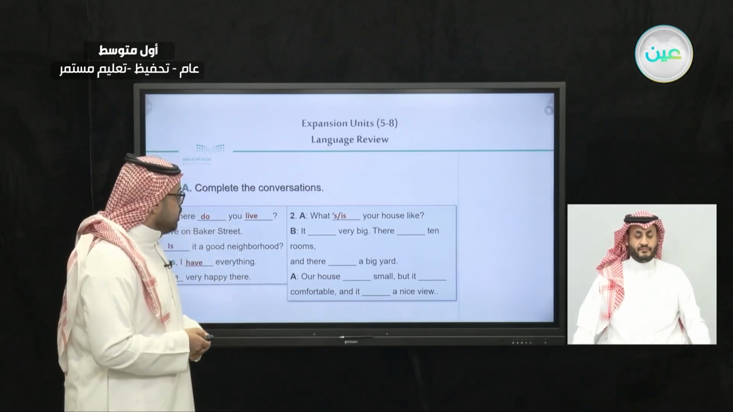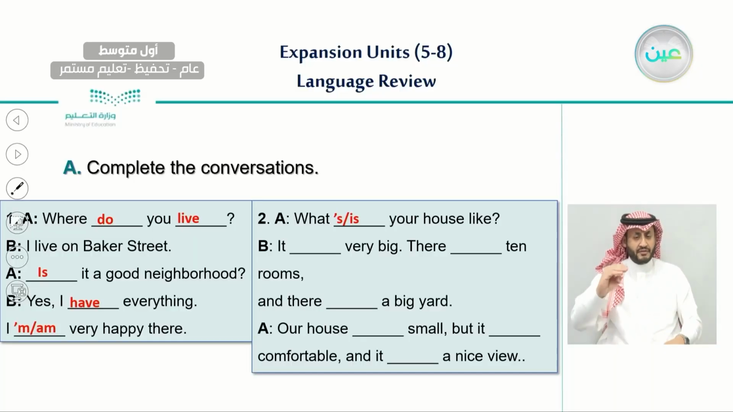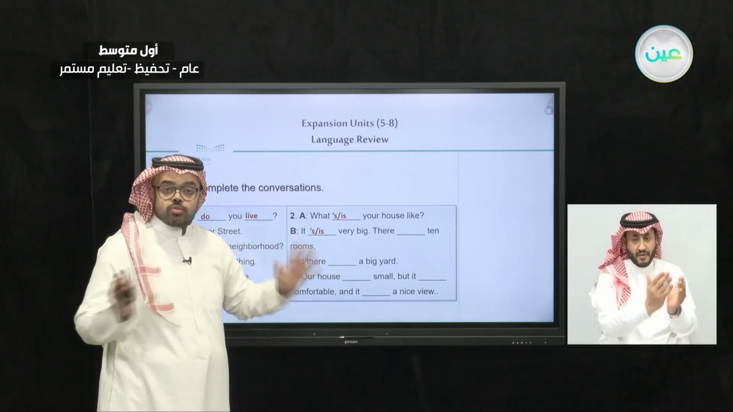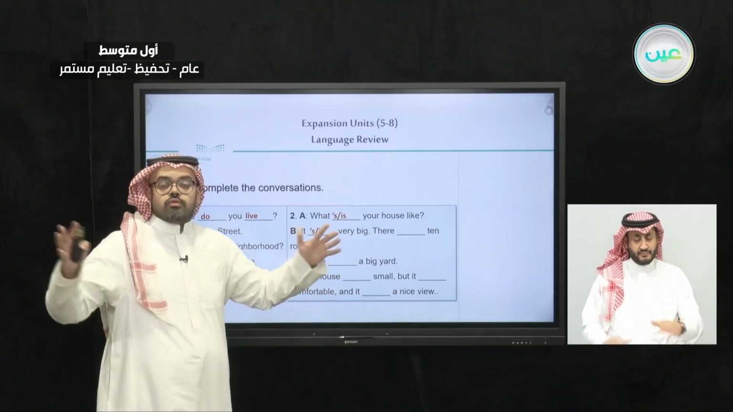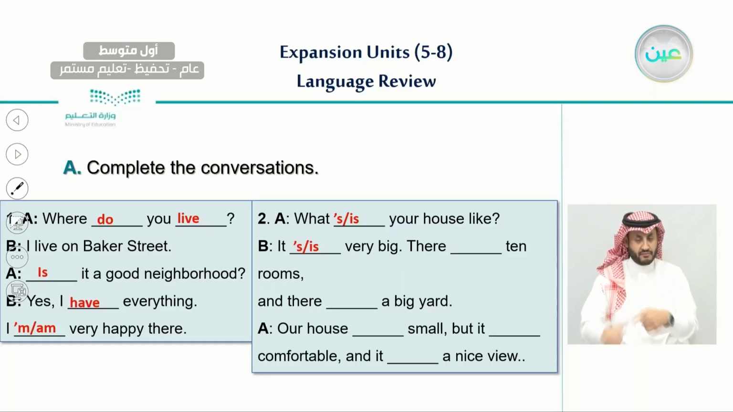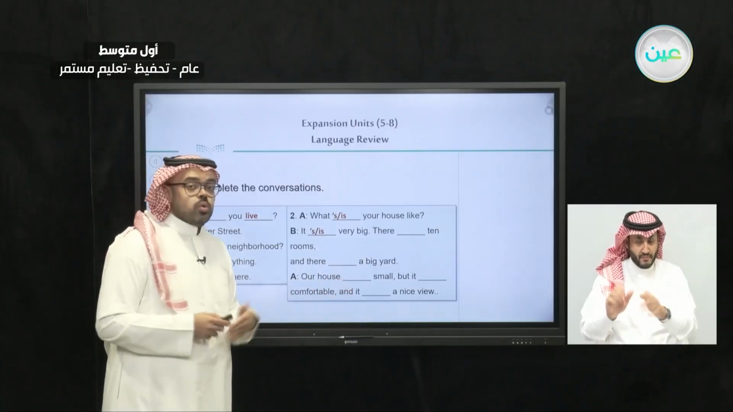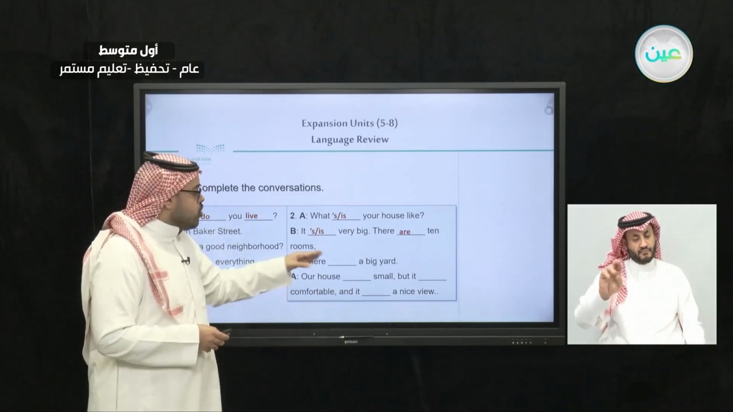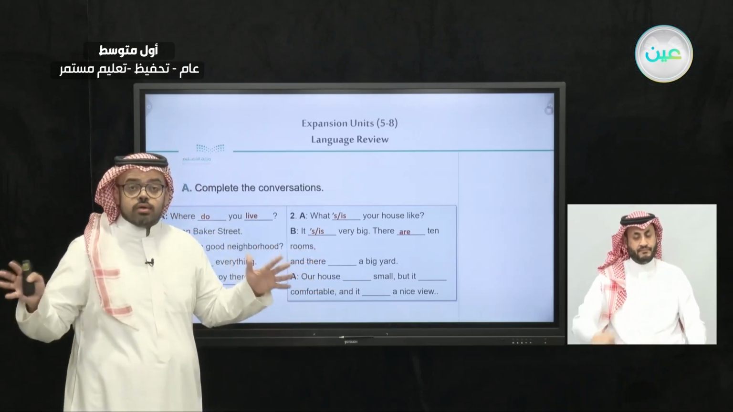Describe your house. He would say, it is very big. And this is a description. And what is the verb to be that comes with the subject it? Very good. It's, or it is very big. And now we're going to talk about there is and there are. And as we agreed, there is for one thing, there are for more than one thing. And he talked about ten rooms. So not only one, rooms, more than one. So with there, we would use are. There are 10 rooms.